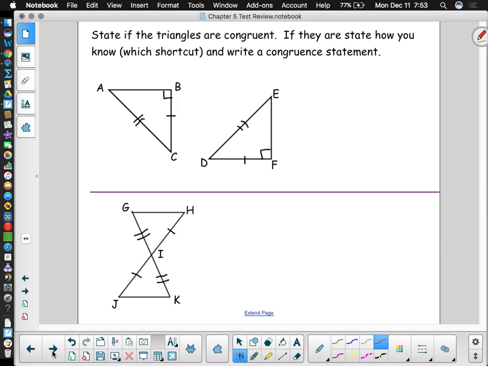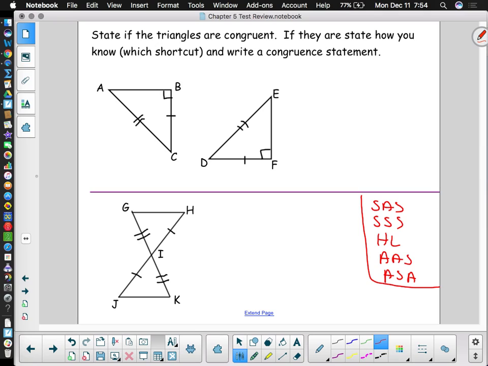So, for this one, do I have a shortcut here? Which shortcut is being used in this picture for the first one? What are my shortcuts? Let's list them first. Side, angle, side. Side, side, side. HL, angle, angle, side, and one more? Angle, side, angle.